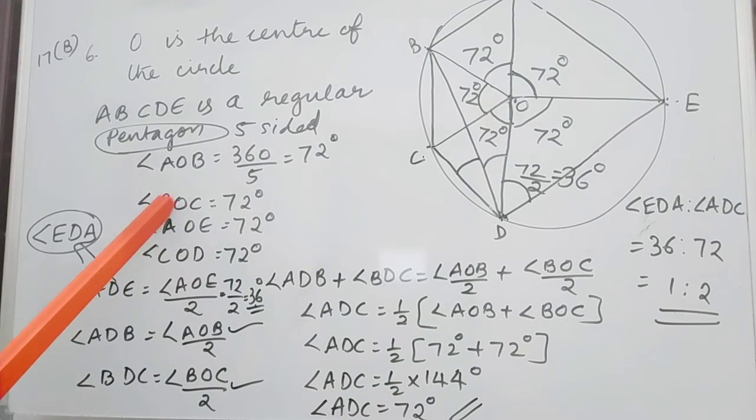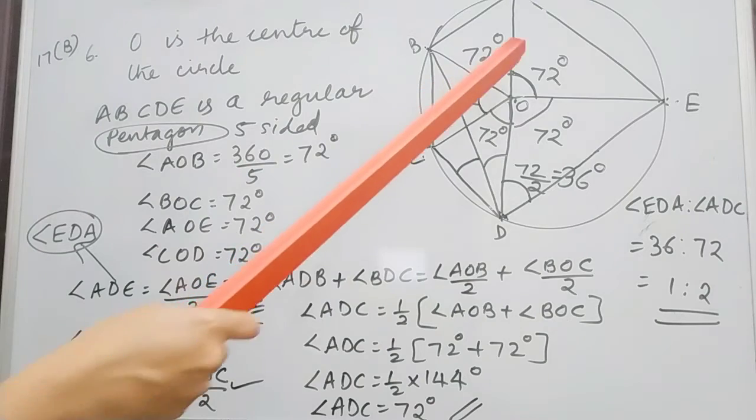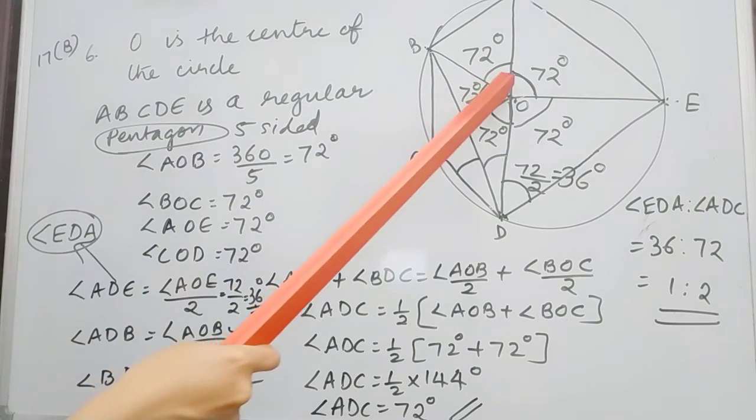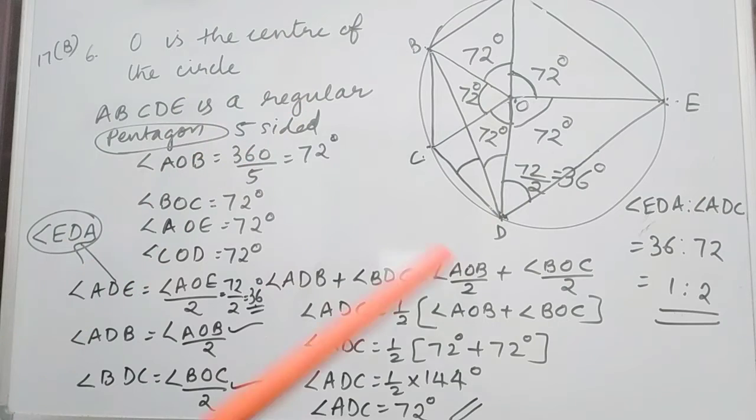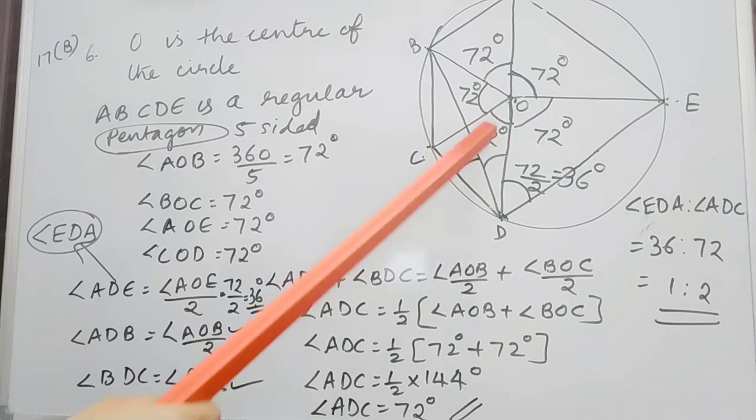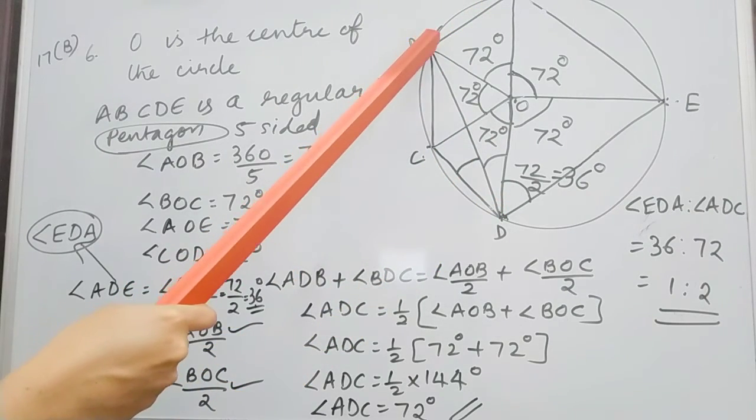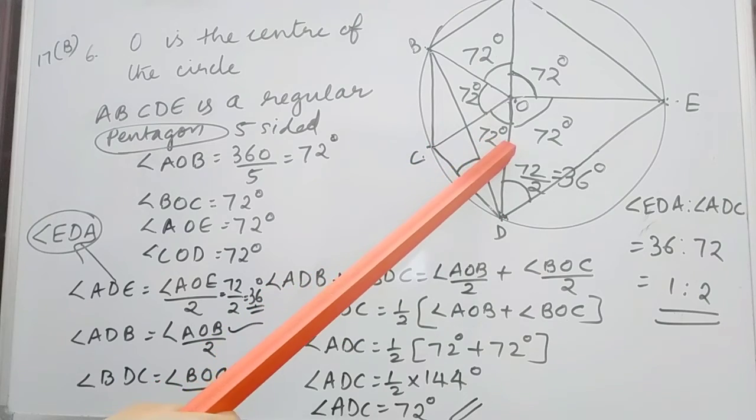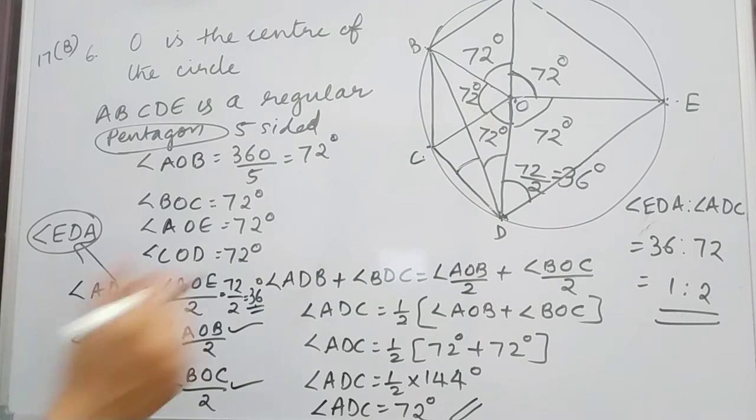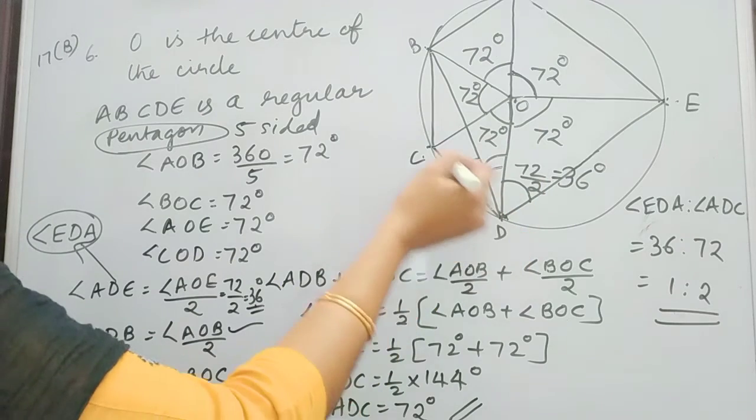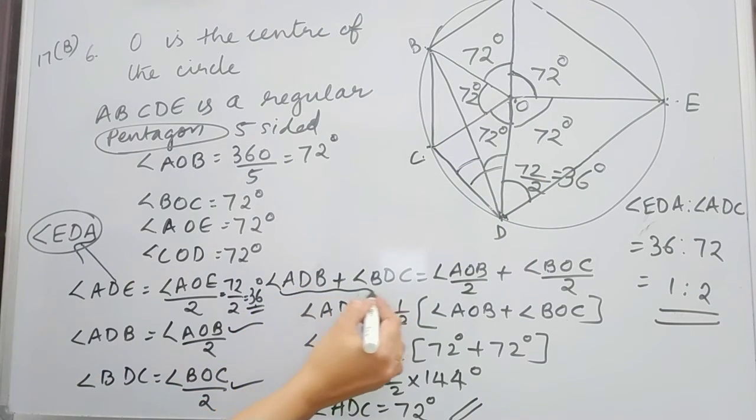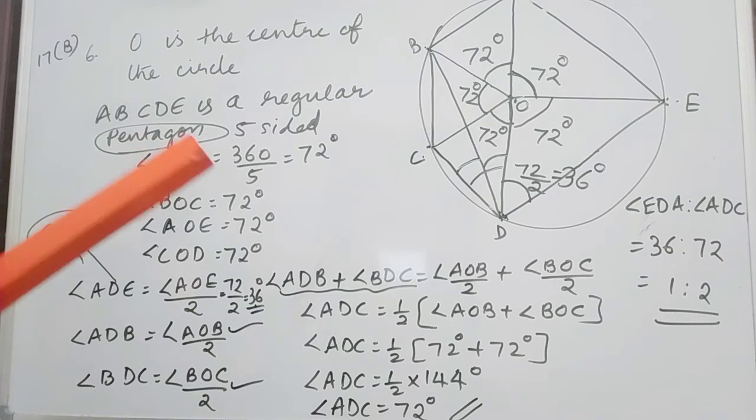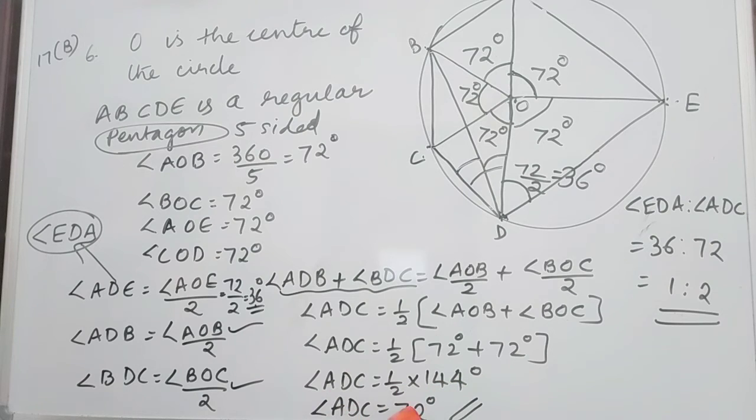We have proved AOB and BOC as 72 degrees, since it is a regular pentagon, the central angle will be 72. Already we got 72, so substitute the value 72, 72 here. The sum of ADB and BDC will be the total angle, that is ADC. So ADC is equal to half into 72 plus 72, which is 144. Cancel it, it will be 72. ADC we got as 72.